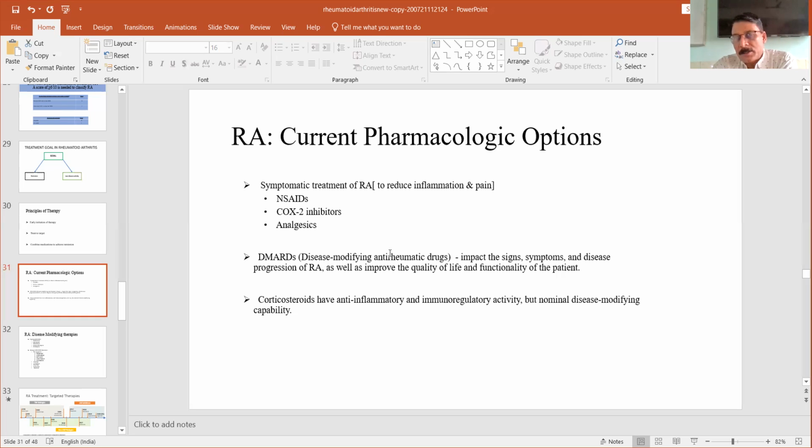So DMARD is the choice. In today's situation throughout the world, start the DMARD as early as possible. These disease modifying agents reduce the symptoms and progression of rheumatoid arthritis as well as improve the quality of life of the person. The minus point is that it works very late. Many times you have to wait 2 to 3 months to get efficient clinical improvement of the person.